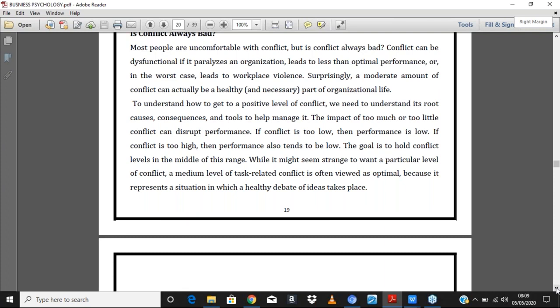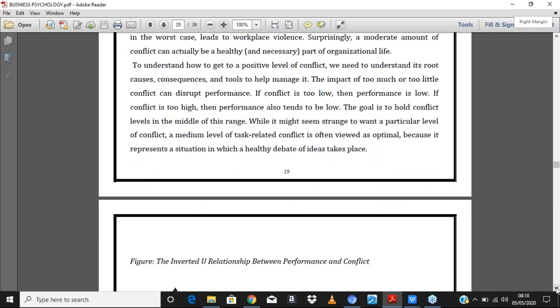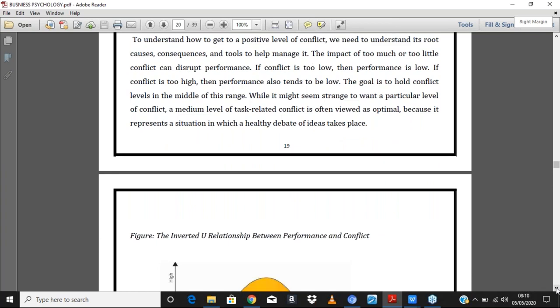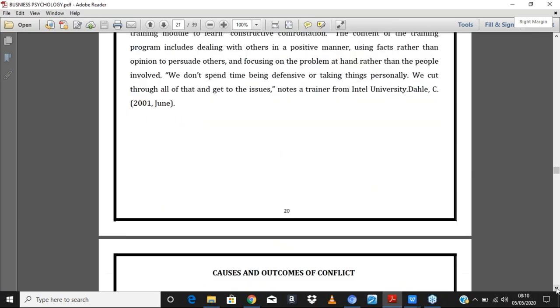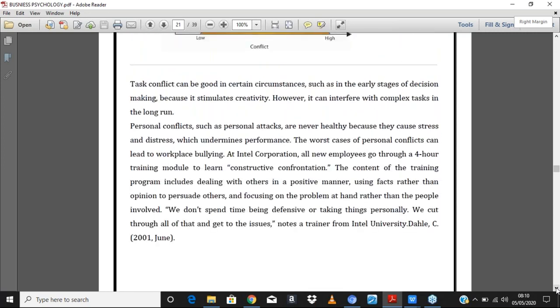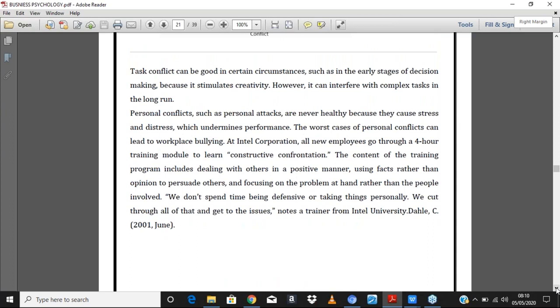Okay, so managing conflict, giving room for people to air their views, giving room for opinions, giving room for suggestions, giving room for healthy disagreement is very, very important. And when you do this, that workplace operates in an open-minded system, and because of that, people can feel free to disagree and also eventually come to an agreement. Okay, now we said personal conflicts such as personal attacks should be avoided, and they are never healthy because they can cause problems and undermine performance within the workplace.